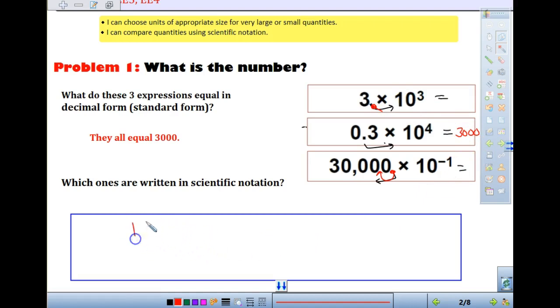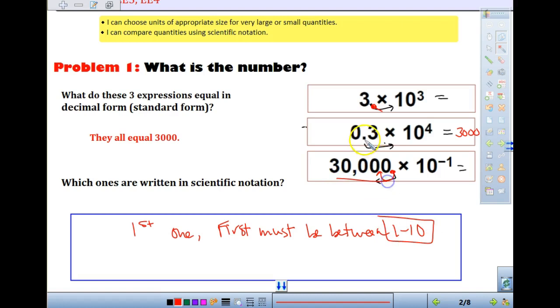Which one is written in scientific notation? The first one. Why? Because the first number must be between 1 and 10. And when you have 30,000 and you have 0.3, those are not numbers between 1 and 10. So the only one that's written in scientific notation is the first one, because the first number must be between 1 and 10, and then it is always times 10 to a power. But if this number isn't between 1 and 10, it's not in scientific notation.